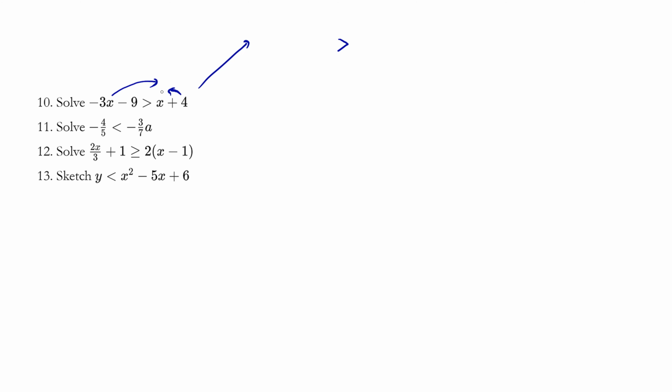We have positive 3x plus x is 4x. And we have negative 9 minus 4 is negative 13. We're dividing both sides by 4, so you have x is less than negative 13 over 4, which is the same thing as x is less than negative 13 over 4.